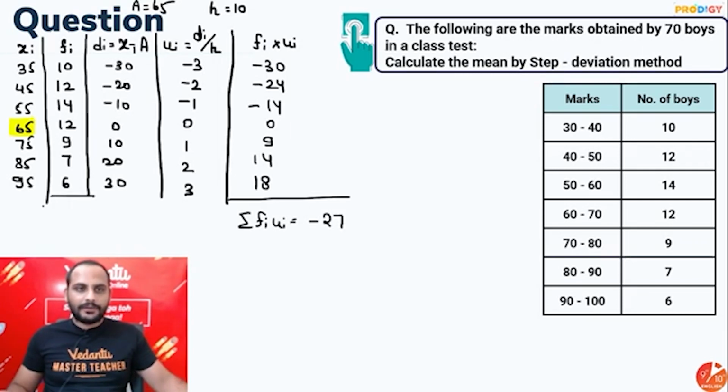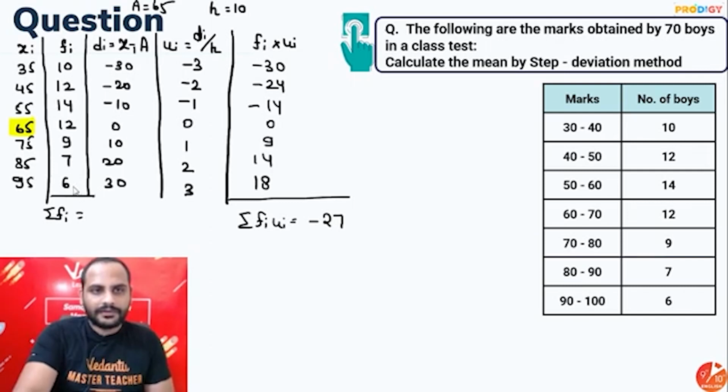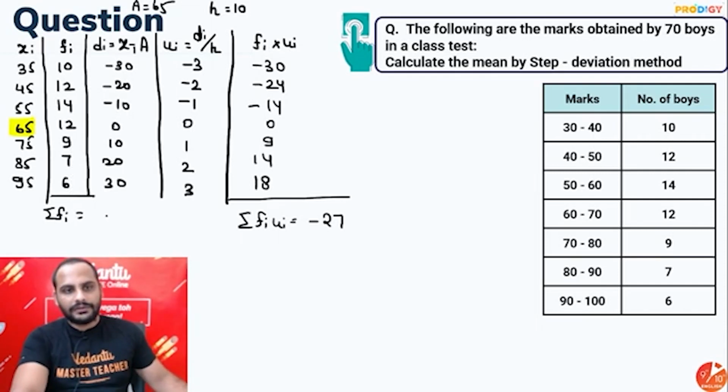Okay, sum of the frequency, summation of fi, you will find it out. So 12 plus 12 is 24. Let's add: 10, 12 plus 12 is 24, 14 plus 6, 8 plus 6 is 14, 14 plus 7 is 21, 21 plus 9 is 30, and so on up to 70. You are getting 70.